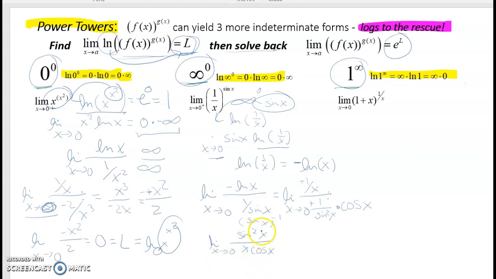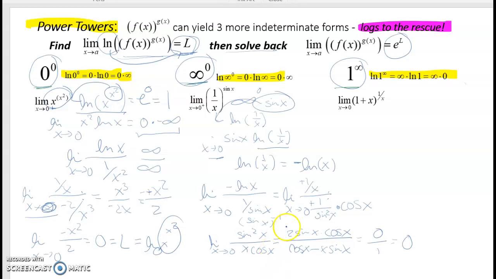Plug in 0. 0 over 0. Oh, got to go again. So derivative of sine squared is 2 sine x cosine x, little product rule, cosine x minus x sine x, plug in 0. Let's see, the numerator is 0 times 1, denominator. Ooh, the denominator is non-zero. Yay, we're done. Because 0 over 1 is 0.